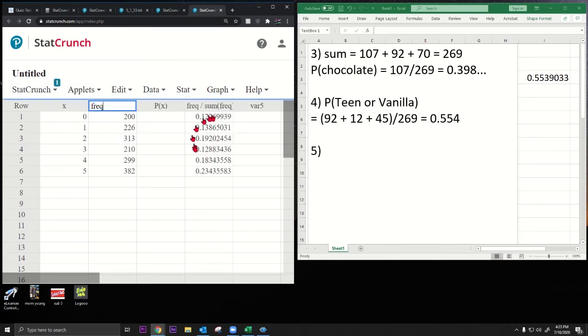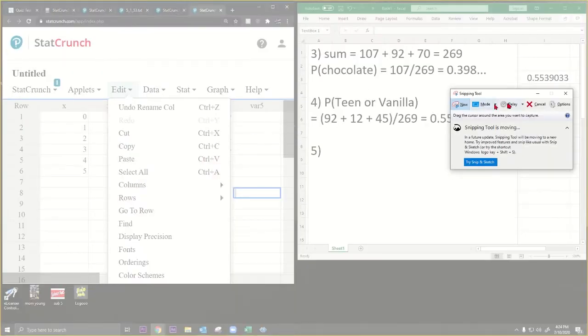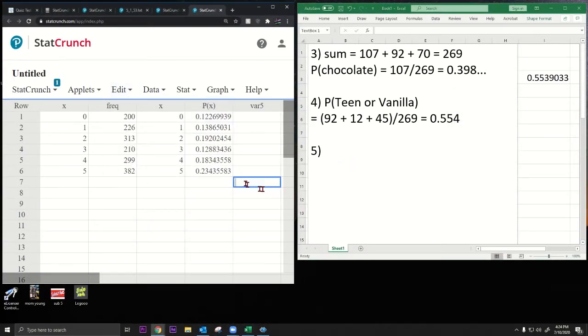There's the relative frequencies. That's basically going to be our probability distribution. So I'm going to move this, Control C, Control V. I'm going to change this to X, change this to P of X. And then that will make my picture a little nicer when I insert it as my answer. New, hold on. And why did that do that? Okay, there we go.